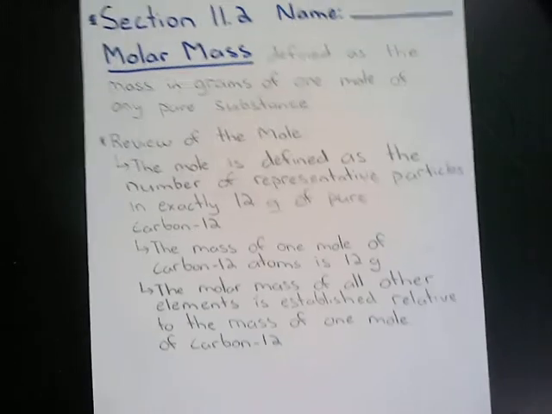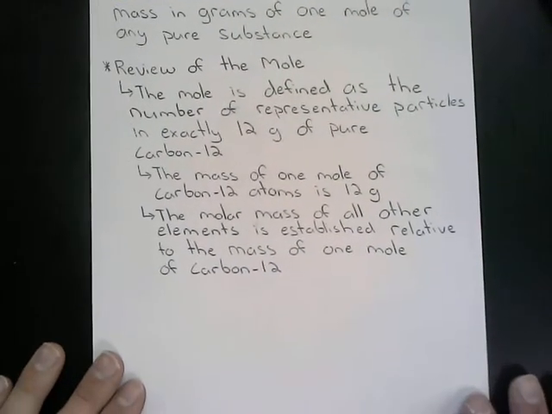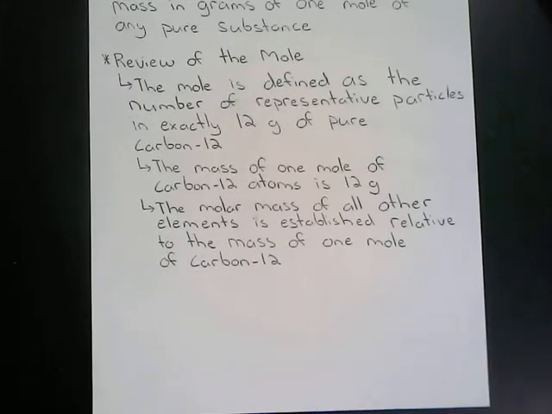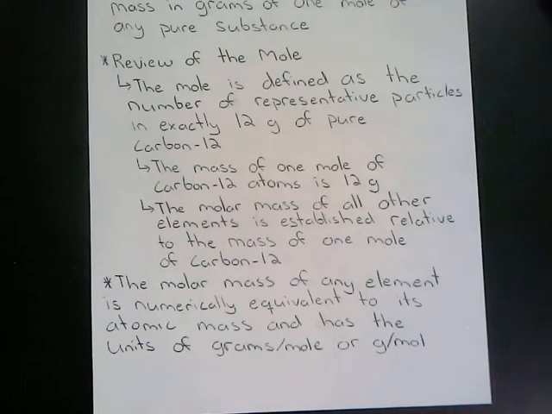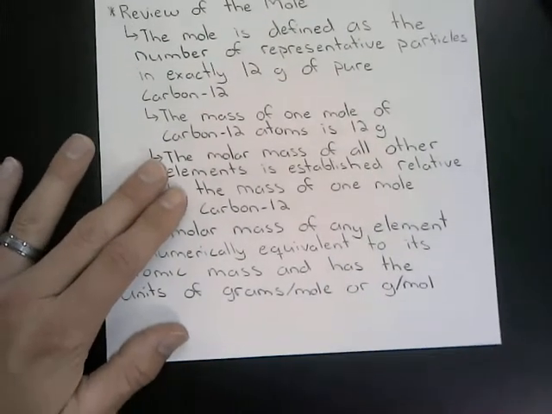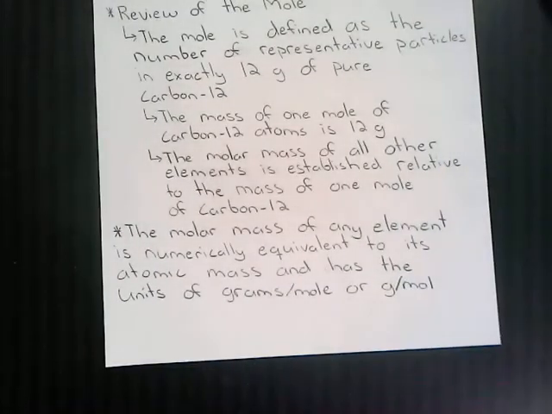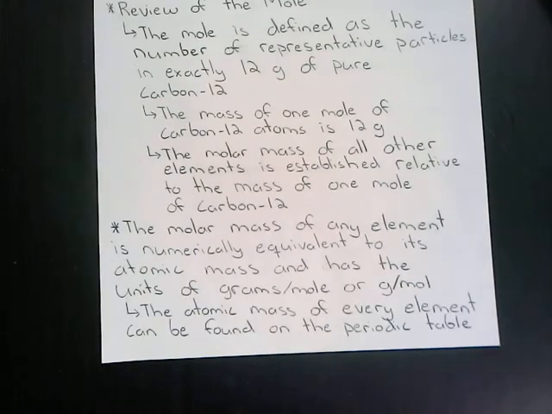So what we have to remember is this, and this is our next key point here, is that the molar mass of any element is numerically equivalent to its atomic mass and has the unit of grams per mole. Now, the atomic mass of every element can be found on the periodic table. So if we piece all of these last two things together, we can have this.